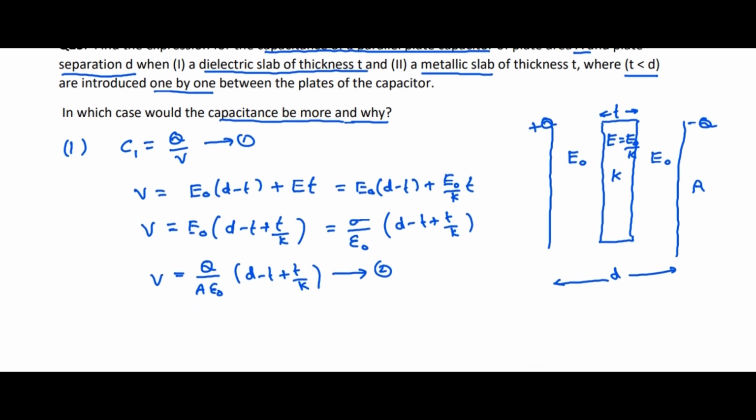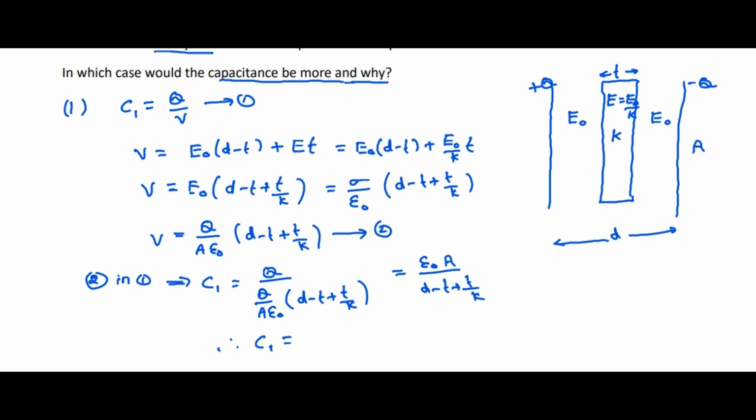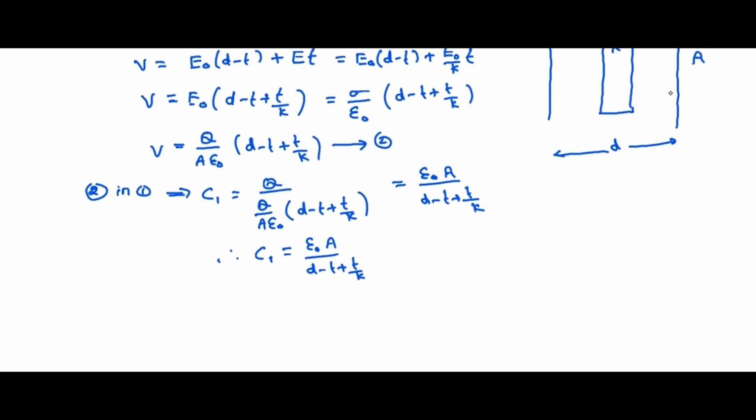Now, by putting this equation 2 in equation 1, the capacitance C1 is equal to Q divided by Q by A epsilon naught into D minus T plus T by K. Q will get cancelled. Then that is equal to epsilon naught A divided by D minus T plus T by K. So therefore, C1 is equal to epsilon naught A divided by D minus T plus T by K. If you want, you can take it as equation number 3.